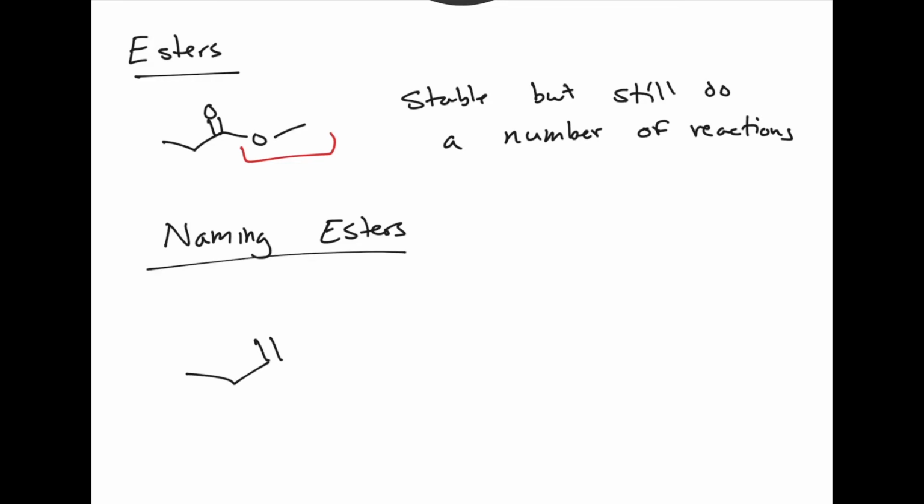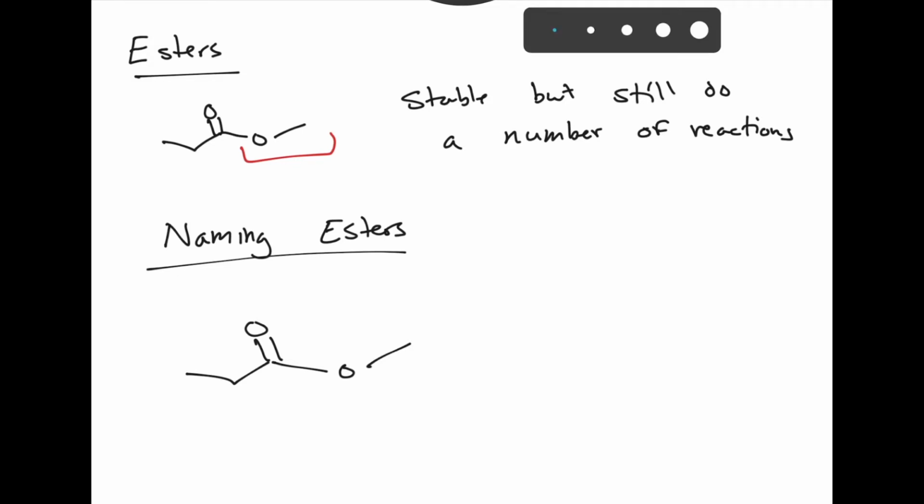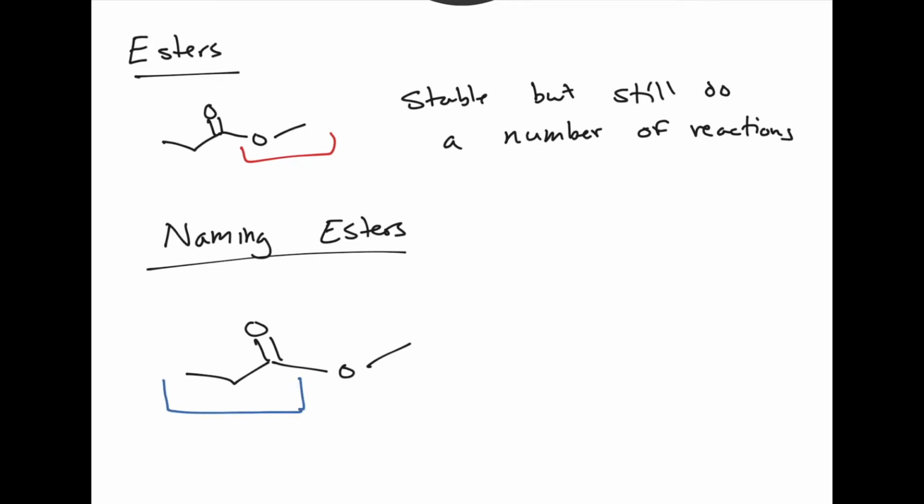So the first thing to look at, I'll redraw my ester from above, is that esters are broken into two pieces, right? You have the acid part of the ester and the alcohol part, right? So you have the part of the ester that originated from a carboxylic acid and the part of the ester that originated from an alcohol, right?